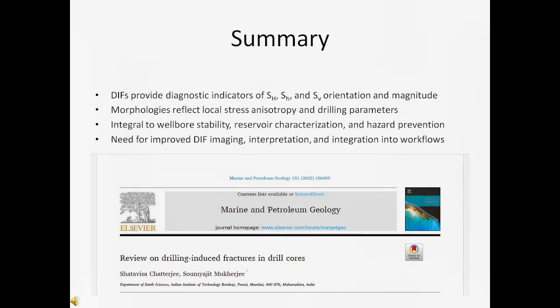DIFs are a powerful tool for interpreting in situ stresses. Their morphology, orientation, and frequency help inform reservoir engineering and wellbore design. Recognizing different DIF types aids in identifying drilling risks and optimizing production. The integration of core studies with logging data is essential for building robust geomechanical models.